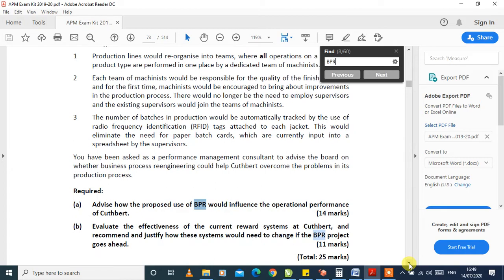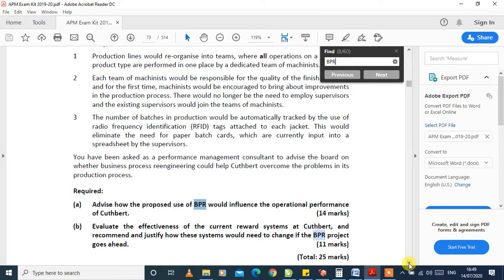Cool. A typical BPR question. If you see in the scenario, somebody is struggling with certain problems and they come up with BPR as a solution for it, they're going to implement BPR. Advise how the proposed use of BPR would influence the operational performance of Cuthbert. Evaluate the effectiveness of the current reward system at Cuthbert and recommend and justify how these systems would need to change if the BPR project goes ahead.